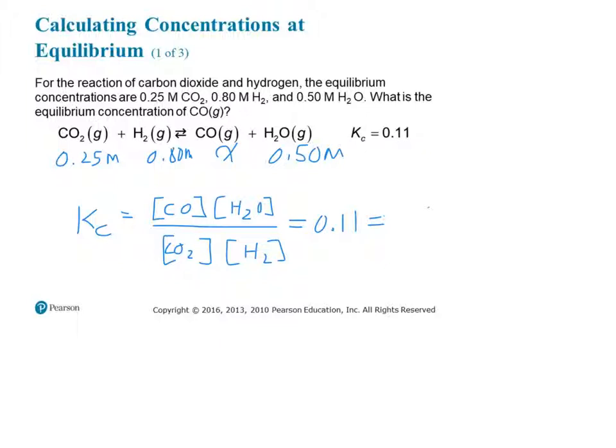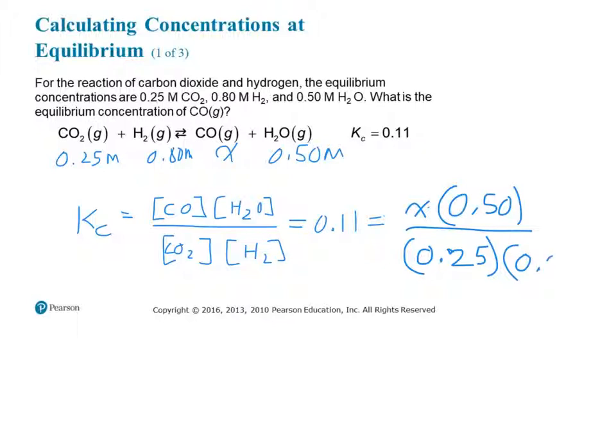Alright, we've got X. We've got our concentration of carbon monoxide that we're wanting to solve for. We've got our concentration of water. We've got our concentration of carbon dioxide. We've got our concentration of hydrogen. Now it's just a little matter of doing some algebra to solve for X.